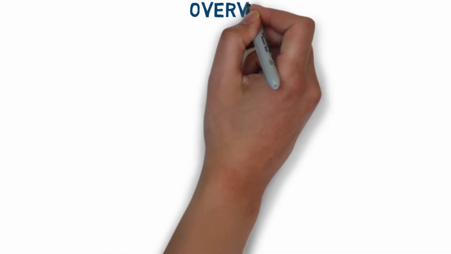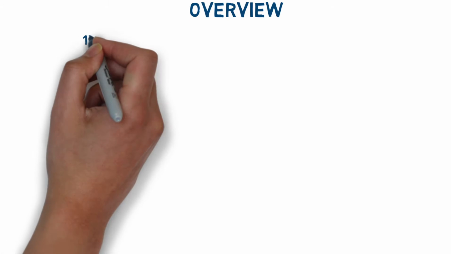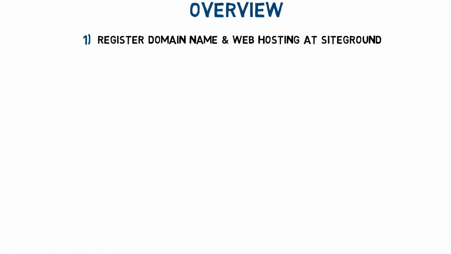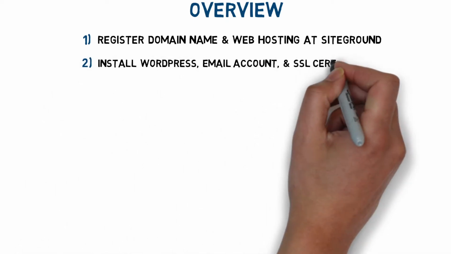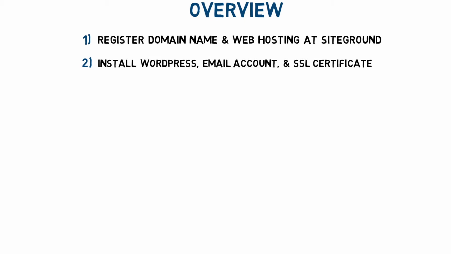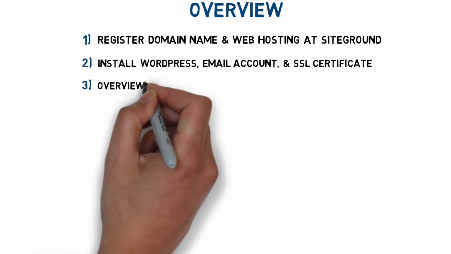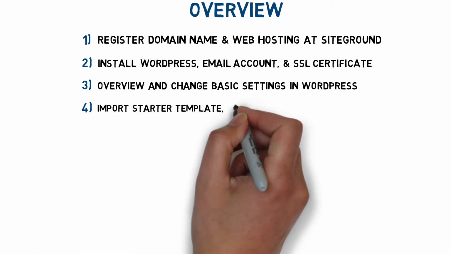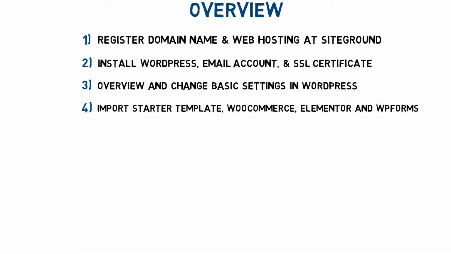Let me give you an overview of this tutorial. Firstly, I will briefly explain what a domain name and web hosting are. And after that, we are going to register a domain name and web hosting using the 55% discount link in the description. Secondly, we are going to install WordPress, create an email account and install a free SSL certificate. Then, I will quickly go through the basic settings of WordPress and show you which settings we definitely want to change. Fourthly, we will import a pre-made starter template and align plugins like WooCommerce, Elementor and WP Forms.